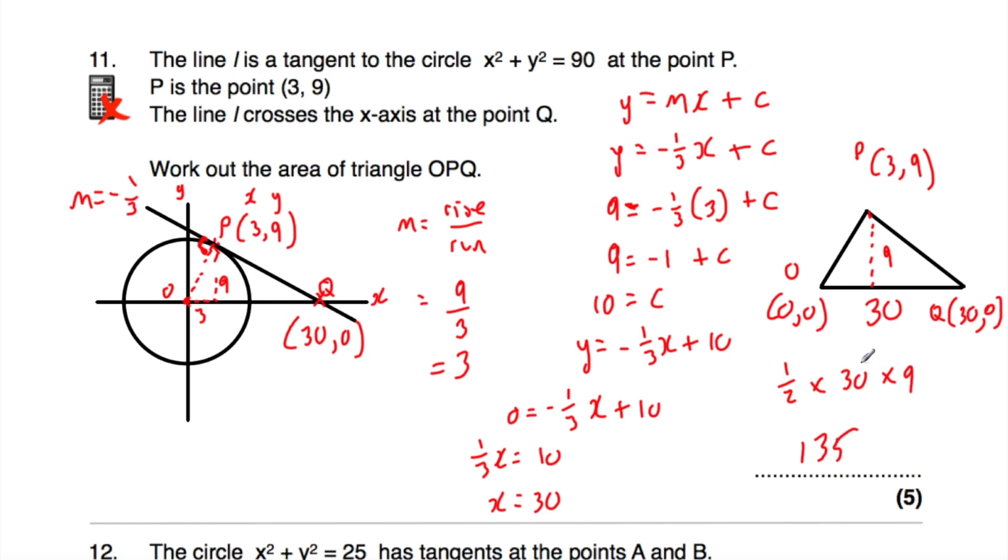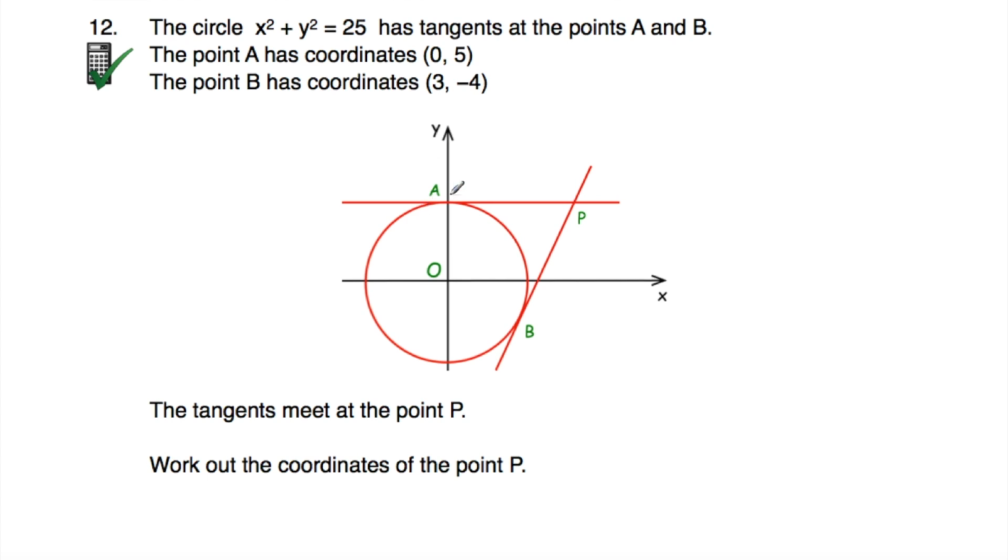Okay, let's look at our next question, question number 12. We've got this circle, which is x squared plus y squared equals 25. So it's a circle with radius 5, because remember it's the radius squared, so the square root of 25 is 5. And we're then told that it's got tangents at the point A and the point B. As you can see, there's the two tangents, the tangent at A and the tangent at B. And the tangents meet at the point P, so they meet at this particular point here, P.